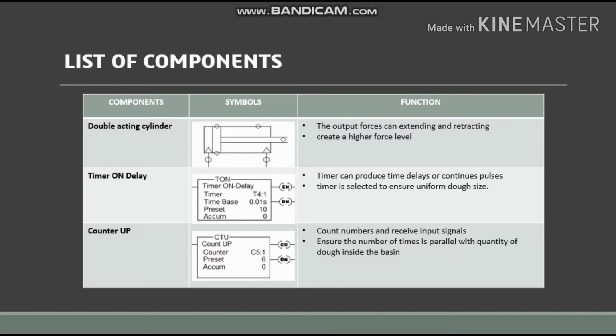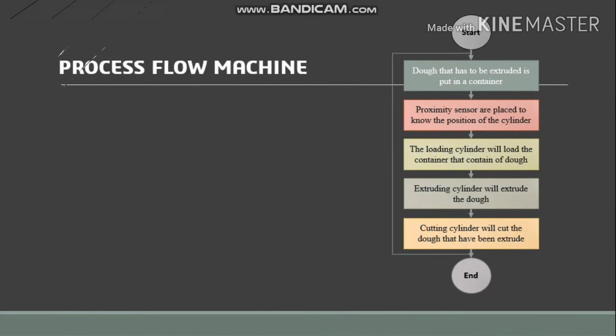Next, we also use the timer on delay and the counter up. These two, the timer and counter, are controller devices in PLC, but they have different functions. The function of the timer on delay is time. The timer can produce a time delay. The timer is also selected to ensure a uniform flow. For the counter up, the function is to count numbers and receive the input signal. It also ensures the number of counts is parallel with the quantity of the dough inside the basin.